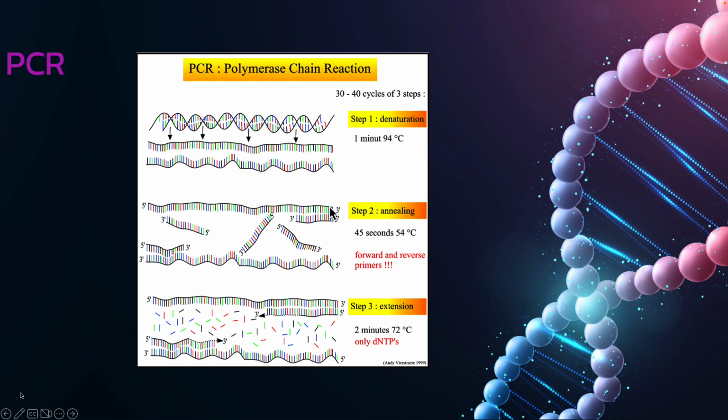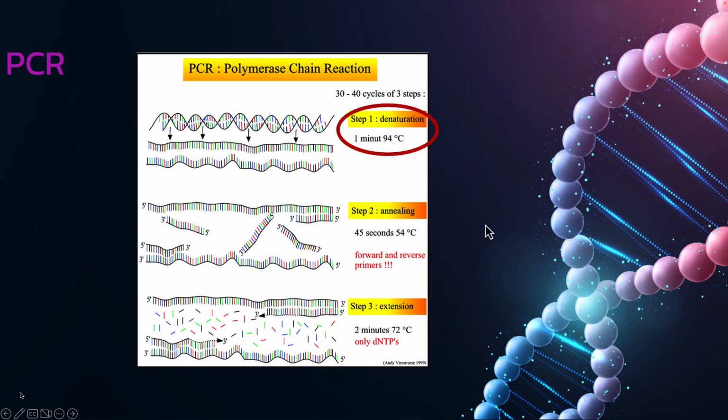The second step is annealing. We decrease the temperature quite a bit, not enough that the two strands come together, but enough that our primers would stick to their complementary regions on the DNA. And then our third step, we warm it up to the ideal temperature for our DNA polymerase, and we get extension. So the DNA polymerase adds in these nucleotides and builds our growing strands.